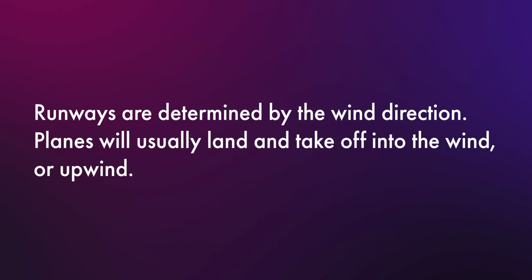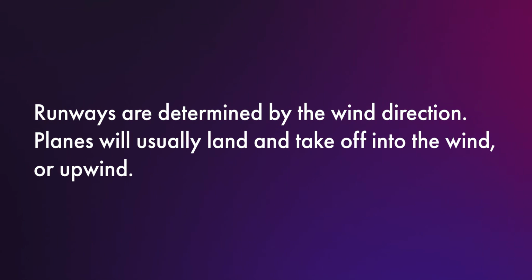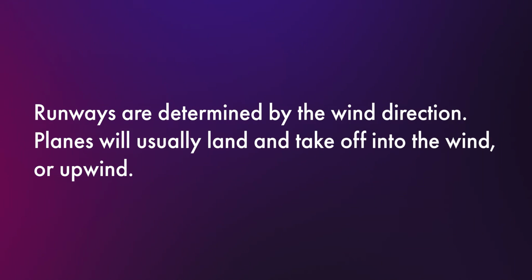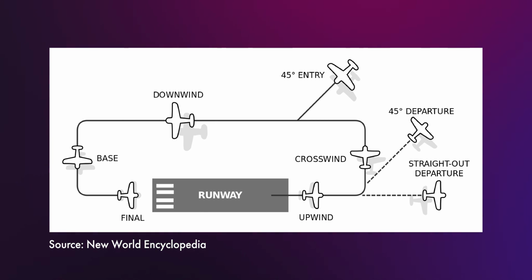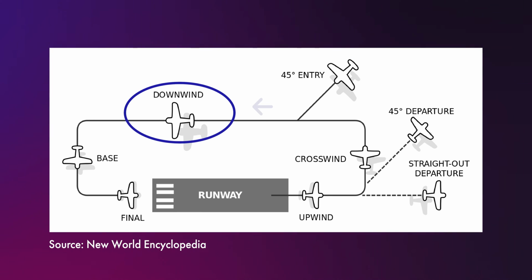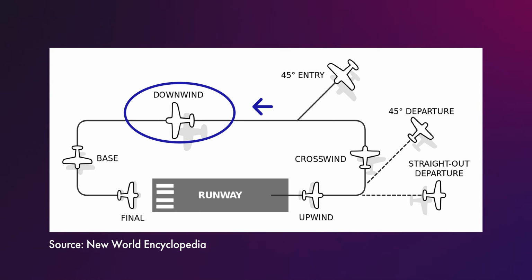First, let's break down the basics. Runway orientation is wind dependent, with planes typically landing and taking off into the wind for better lift. During a descent, a plane will make a 45-degree entry and fly parallel to the runway on its left side. This is known as the downwind leg.